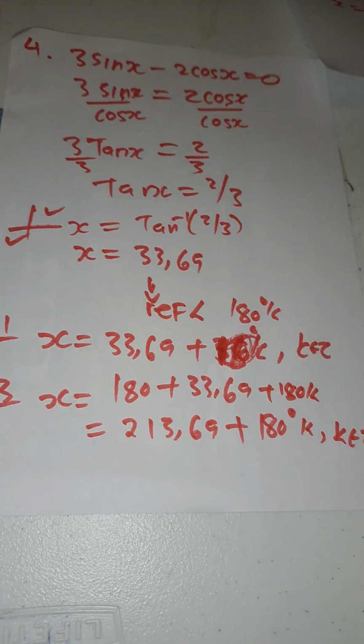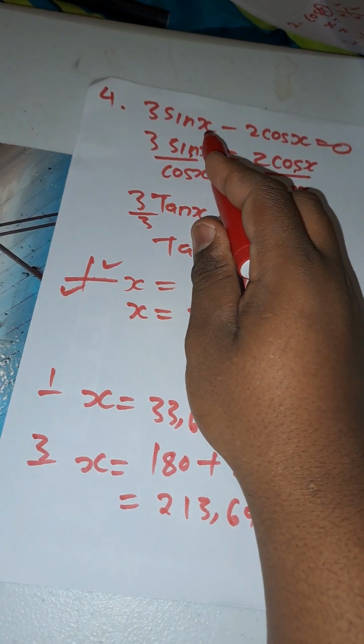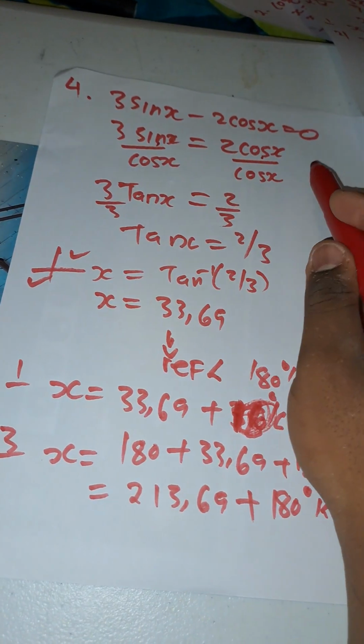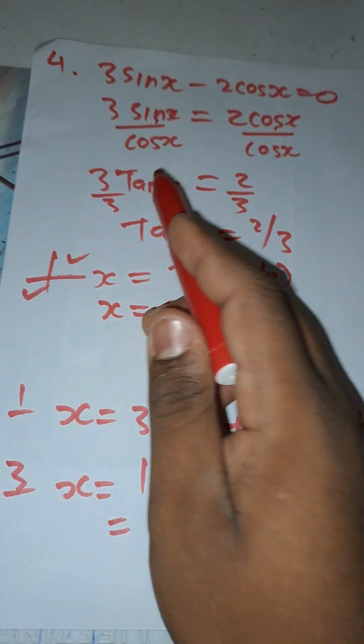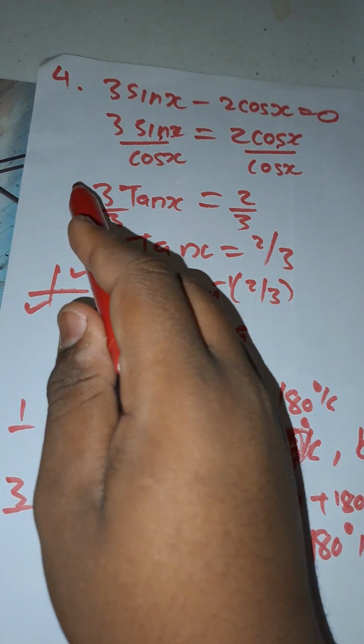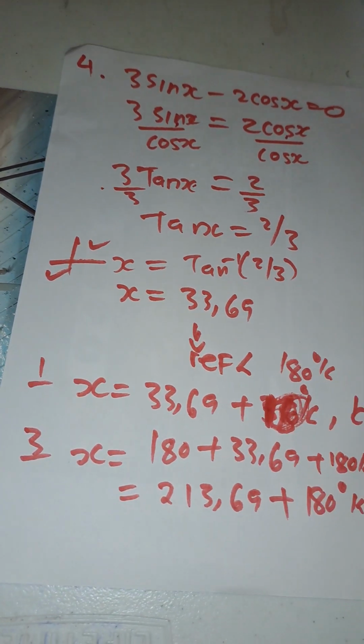You see, when you have something like this, if you see sine minus cos, take cos to the other side, and then you have to make tan by dividing both sides by cos. Then it's going to be 3 tan x is equal to 2 over 3, and then tan x is equal to 2 over 3.